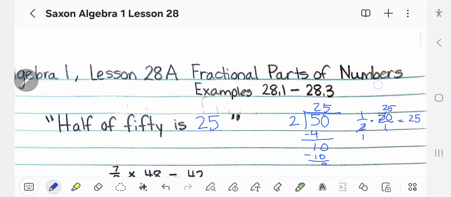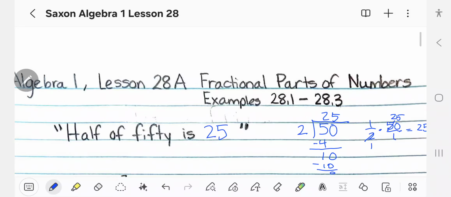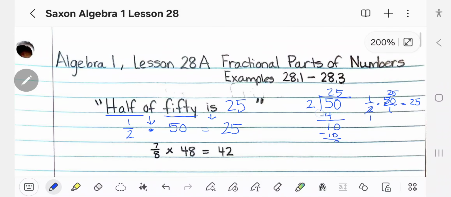The lesson they're going to be talking about is how to write these with numbers, and then if it's given with numbers, how to write it with words and use that to help you know how to do the problem. So here they would say half of means to multiply. We know the number 50. Is means equals. And then we know the answer is 25. Now that's kind of a prerequisite skill.